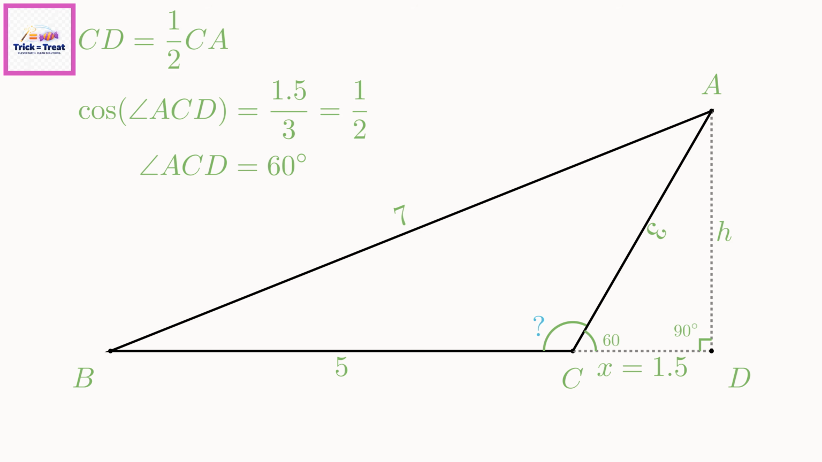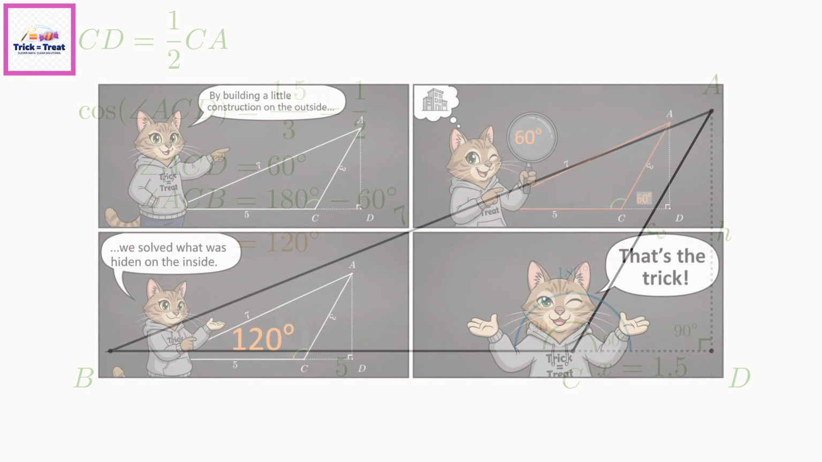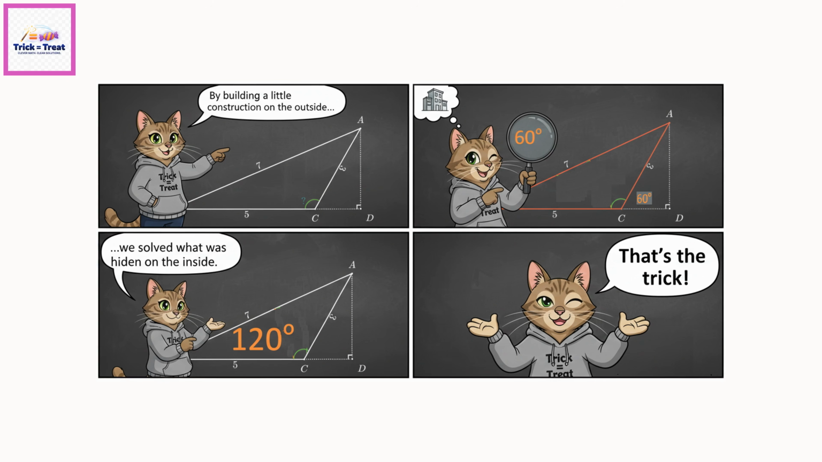So, the exterior angle is 60 degrees. Since angles on a straight line add up to 180 degrees, our mystery angle C is simply 180 minus 60. 120 degrees. By building a little construction on the outside, we solved what was hidden on the inside.